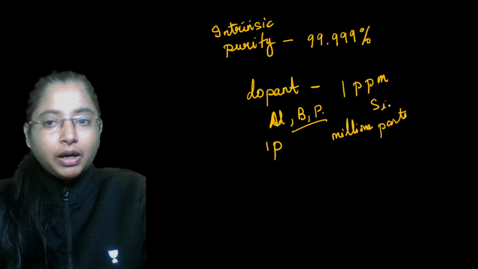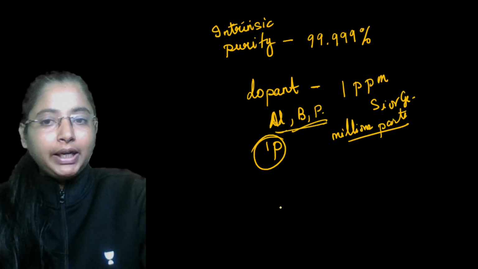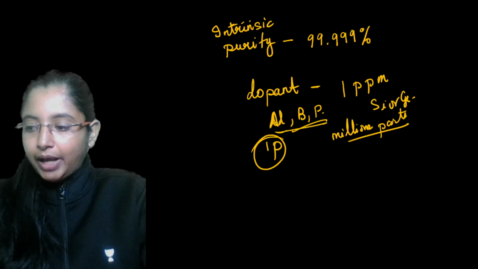But for every million parts of the silicon or germanium atoms that you are taking, you can add 1 part of dopant atom. Okay, that is the first requirement.